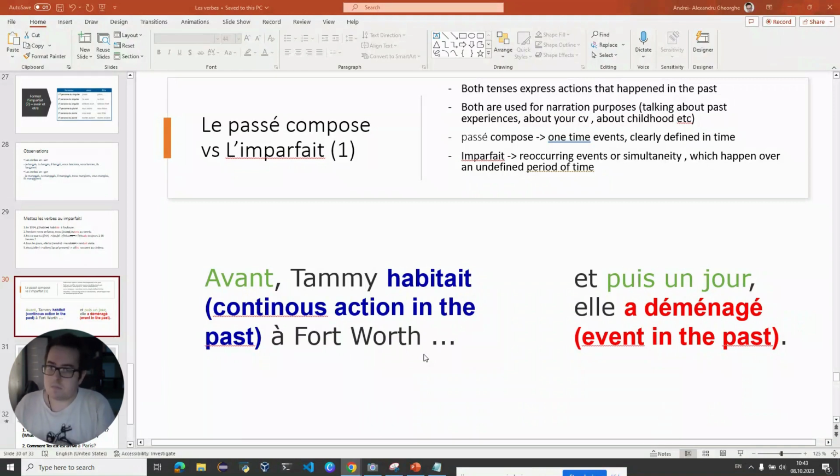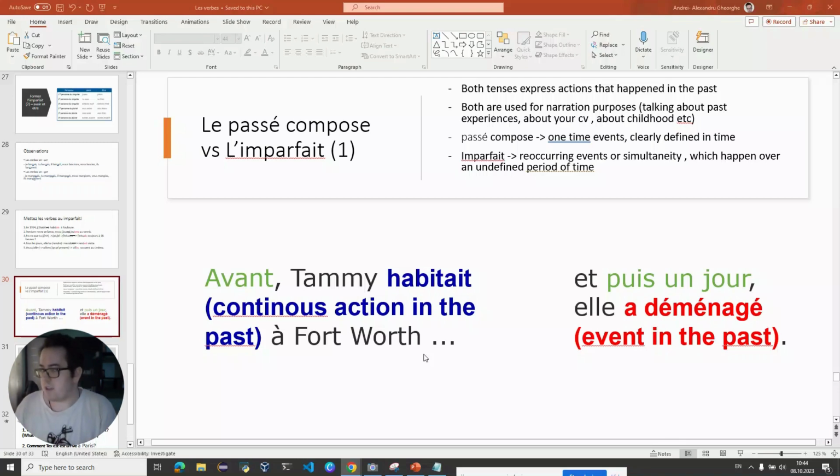The imperfect tense will be used when expressing reoccurring events over a period of time that is undefined, because if it is defined, like from 1997 to 2000 something happened, then we use the passé composé, even if that event was reoccurring, right? So if the period of time is undefined, it is in the past. We know that it is in the past. It doesn't overlap with the present, and the event that we are trying to talk about has been reoccurring or is simultaneous with another event. We use the imperfect tense.